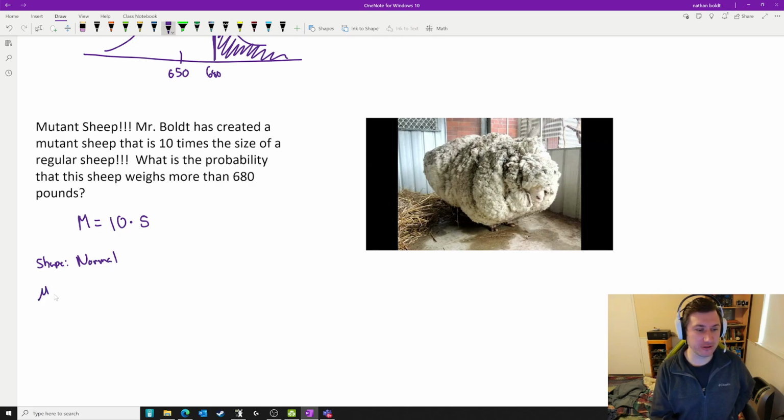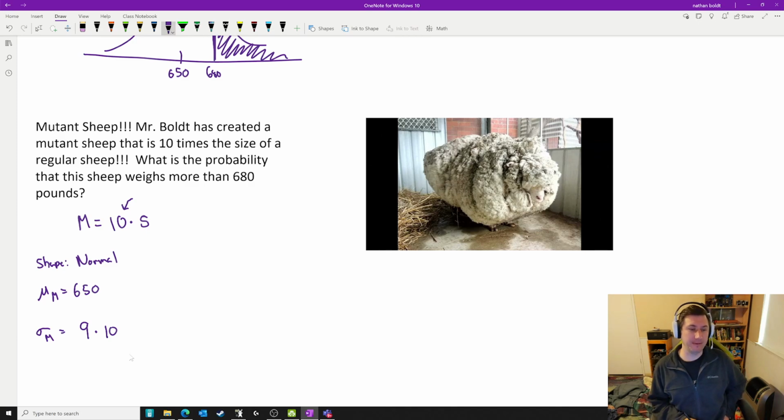The average of mutant sheep would still be 650 because you're multiplying the mean by 10. But the standard deviation this time would not be the same. If you're multiplying a single sheep, you do just multiply the standard deviation. So the 9 pounds times 10. All right, you do multiply the standard deviation with multiplication. This is a silly example, but I'm hoping you can see the difference between this one and the previous. All right, so we got 90 pounds.